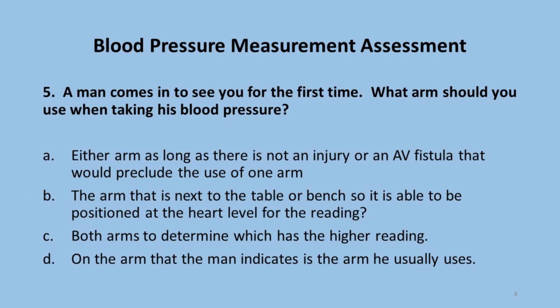Question 5. A man comes in to see you for the first time. What arm should you use when taking his blood pressure? This session will pause briefly so the answer can be considered. How did you answer? The answer is C. Blood pressure should be assessed in both arms to determine which arm has the higher reading.